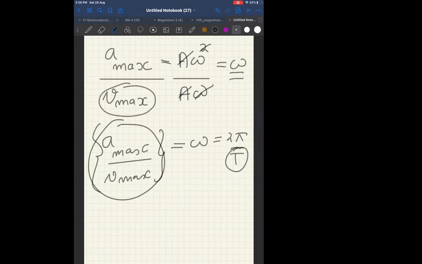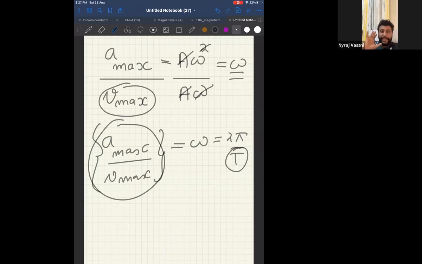Yes, velocity at mean is a omega. Did I say mean? I just said maximum velocity. And I said maximum acceleration. I didn't say at any position, because maximum acceleration happens at extreme position and maximum velocity happens at mean position. I did not say find the ratio at mean, or at extreme. What did I say? What is the ratio of maximum acceleration to maximum velocity?